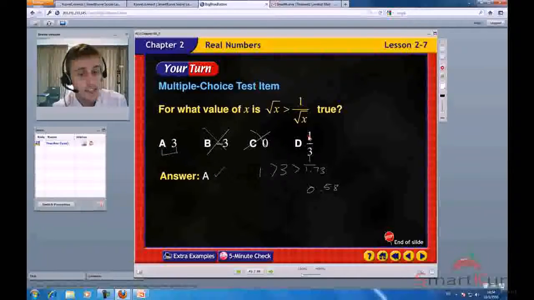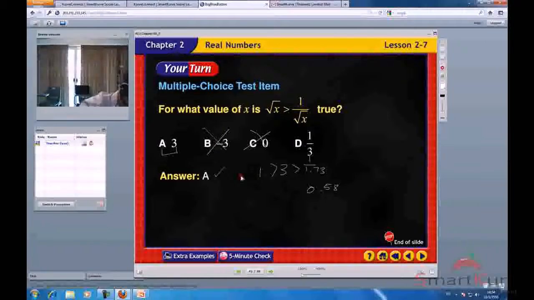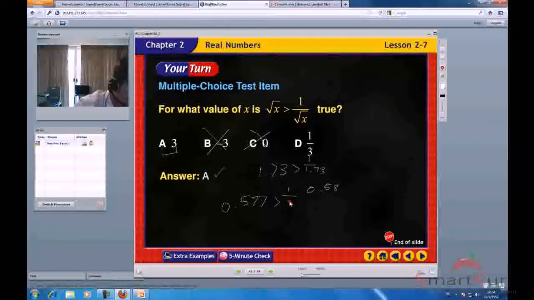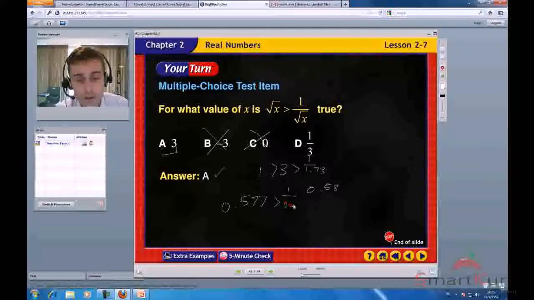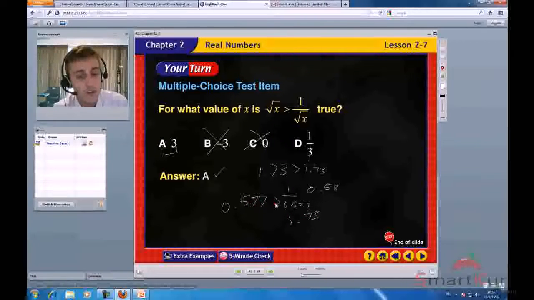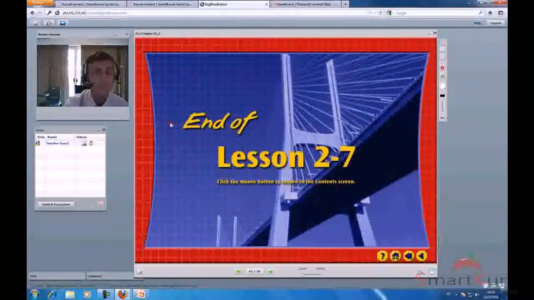We're going to check D just in case. The √(1/3) is 0.577. Is that greater than 1 over 0.577? Well, 1 divided by that is 1.73. Is 0.577 greater than 1.73? No, it is less than. So we know D is not true. The answer is A. End of lesson 2-7.